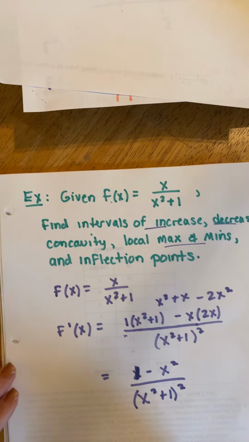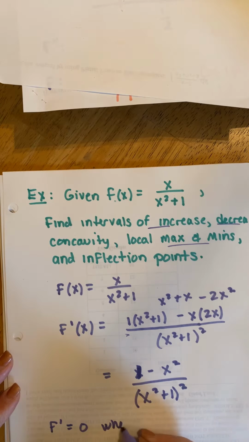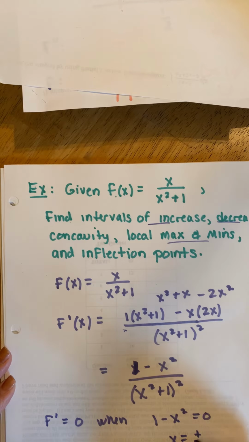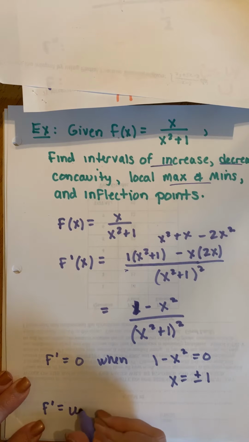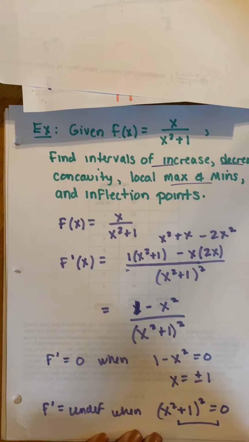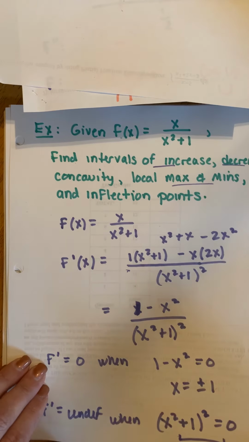Obviously, you want to be super careful with your algebra, because if your algebra is incorrect, everything else is off. The derivative equals 0 when the numerator equals 0. So that's when x is equal to positive or negative 1. And then the derivative is undefined when the denominator equals 0. Here, we can square root both sides: x squared plus 1 equals 0. x squared plus 1 never equals 0, so here we have no real solutions. Therefore, my only critical numbers are 1 and -1.